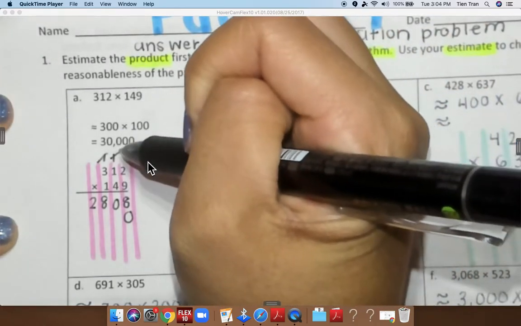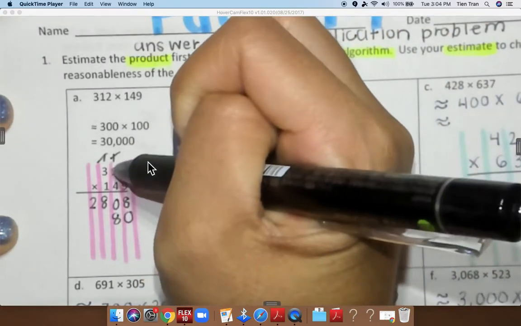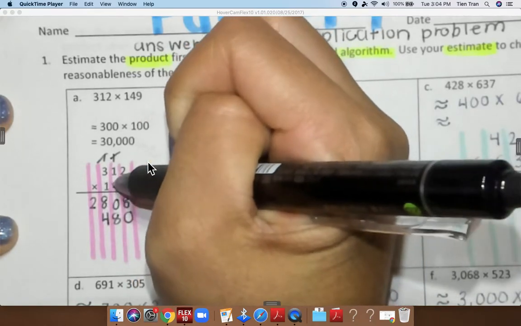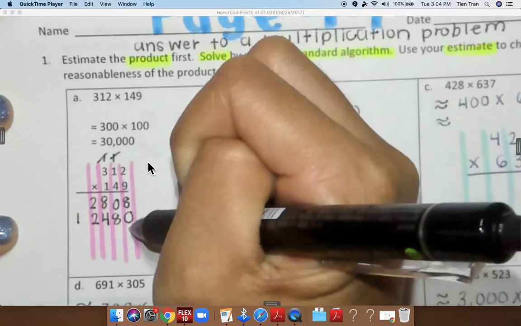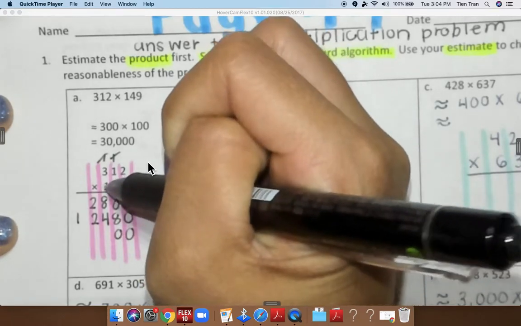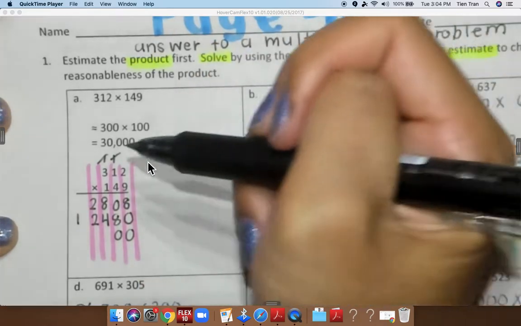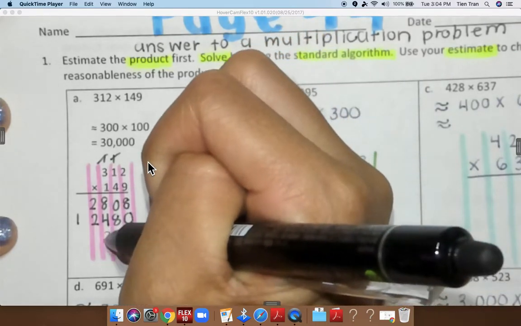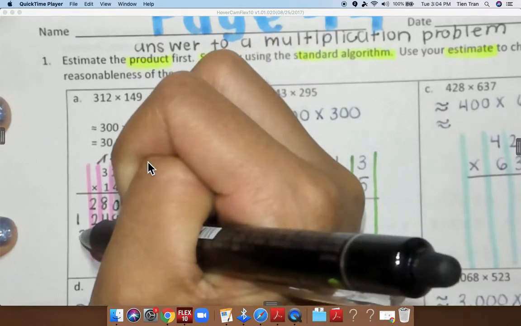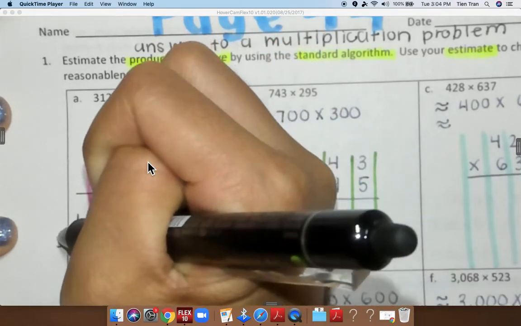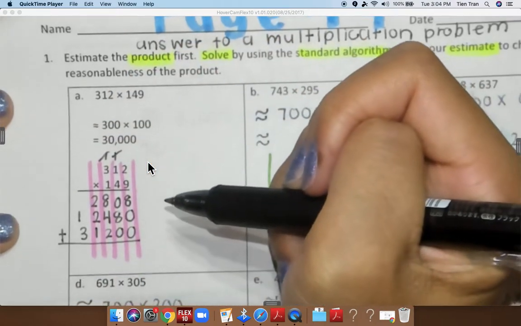4 times 2 is equal to 8. 4 times 1 is equal to 4. 4 times 3 is equal to 12. And I'm going to bring down 2 zeros now because now I'm multiplying in my hundreds place. 1 times 2 is equal to 2. 1 times 1 is equal to 1. And 1 times 3 is equal to 3. And I'm going to add all of my numbers together.